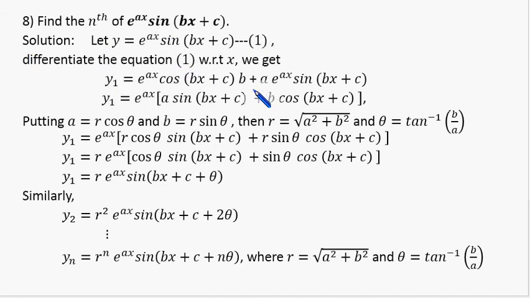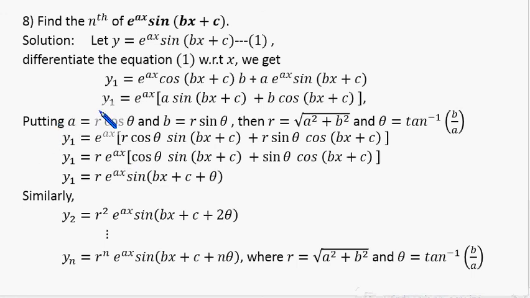Differentiating equation 1 with respect to x, we get, here we have to observe this in terms of the product rule, that is y1 is equal to e power ax, derivative of sine is cos of bx plus c into b, plus derivative of e power ax, that is a into e power ax into sine of bx plus c. So in both the terms, e power ax is a common term. You can take it common outside from the two terms, that is e power ax into a into sine of bx plus c plus b into cos of bx plus c.